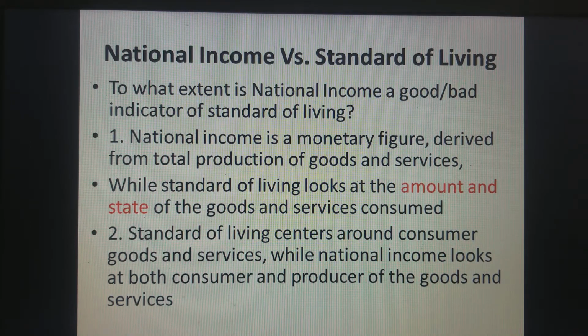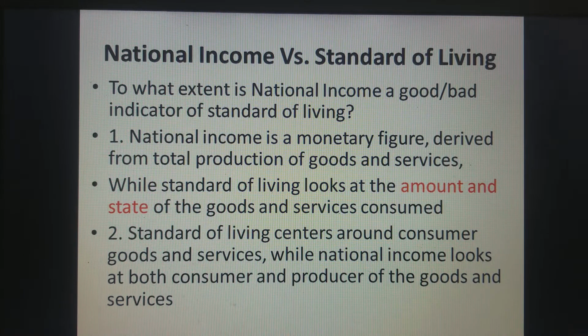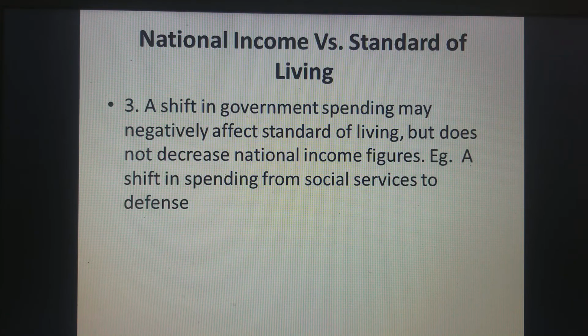Secondly, standard of living centers around consumer goods and services, yes, while national income looks at both consumer and producer goods and services, right? So national income is adding both what the consumer is using as well as the producer. But standard of living is centered around what now? Consumer goods and services. Thirdly, a shift in government spending may negatively affect standard of living, but does not decrease, this is very important, does not decrease the national income figures.